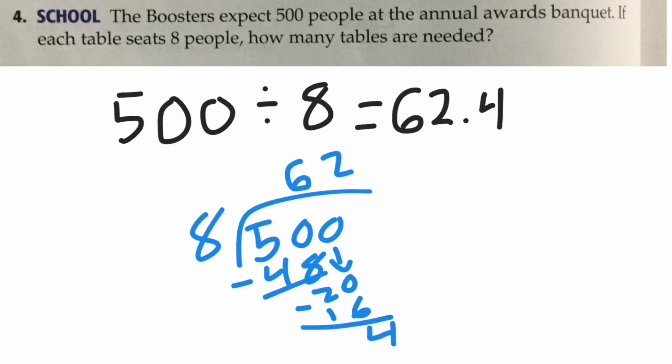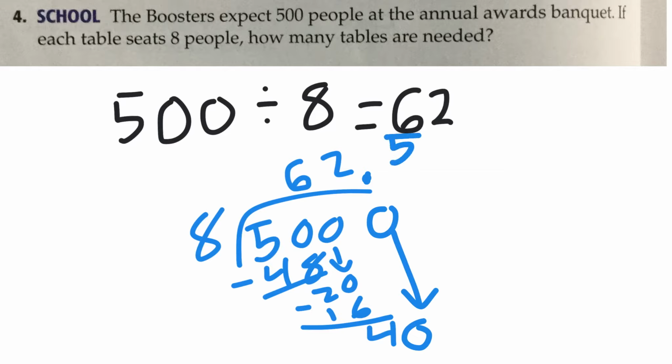Okay. That's not how that works. That 4 would be the remainder. So if we said it had a remainder of 4, then that would be good. But what we normally do is we add a decimal and we add another 0 and bring it down. 8 goes into 40 how many times? 5. So then you subtract that 40 to get 0 left. Sorry, I about ran out of room there. But so instead of 62.4, it should have been 62.5.